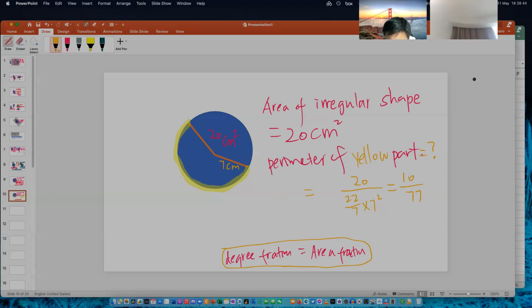So with this fraction, 10 over 77, you can find out the angle here. The angle here, I don't know, so I put it as x. And then the total is 360. So with this, can you figure out what x is? You equate these two together. Do you know how to solve this now? x is equal to 10 over 77 times 360.